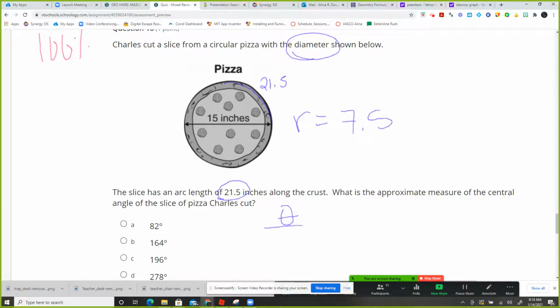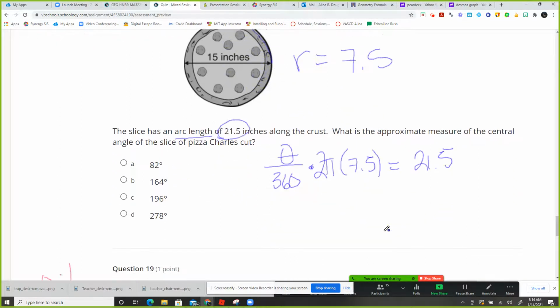the angle divided by 360 times the circumference is the arc length. So pi times 7.5 times 2, I forgot my 2, equals 21.5. That's how I would do it. So the angle is what I'm looking for. Angle divided by 360. I'm going to combine all of these things together.